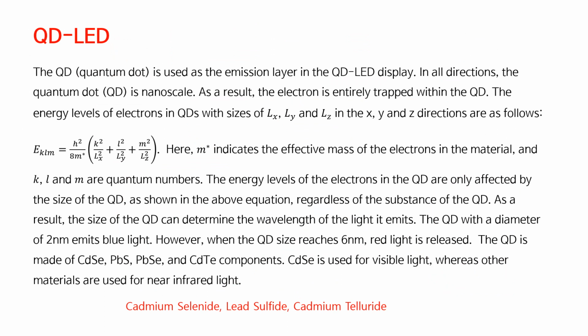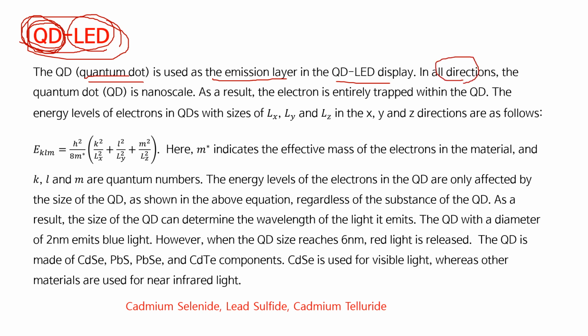Let's see the quantum dot LED. So in the LED, we use the color filter using quantum dots. The quantum dot is used as the emission layer in the quantum dot LED display. In all directions, the quantum dot is nanoscale. As a result, the electron is entirely trapped within the quantum dot.